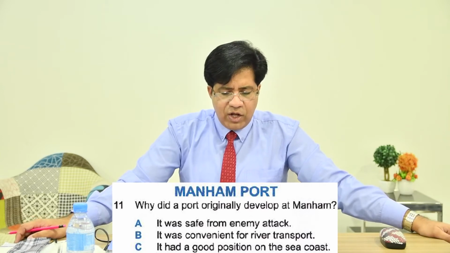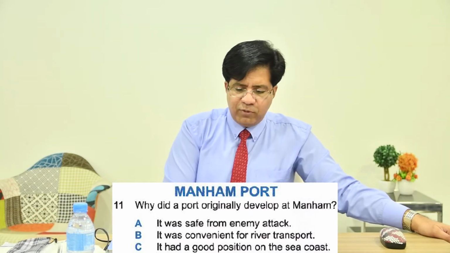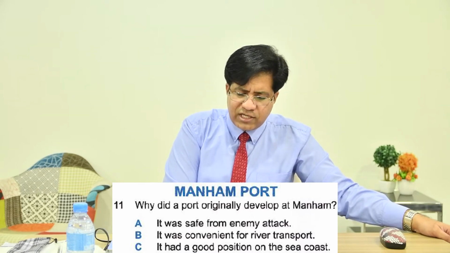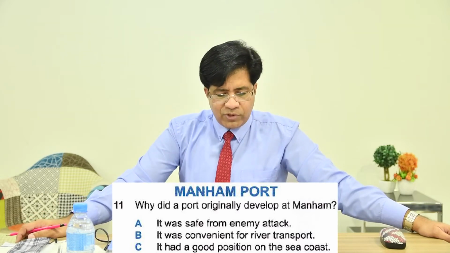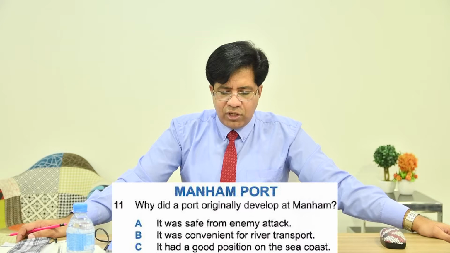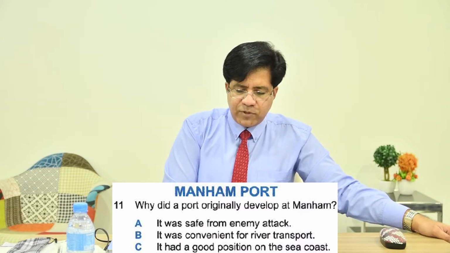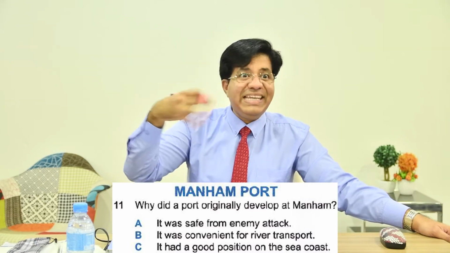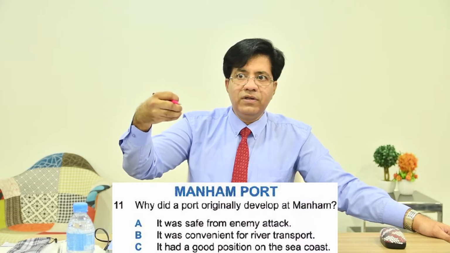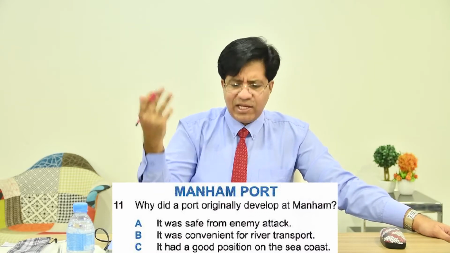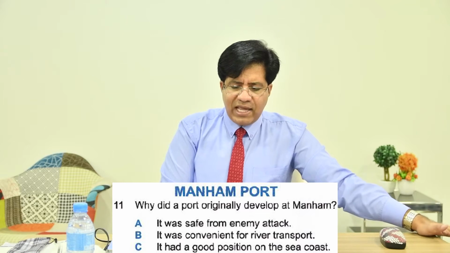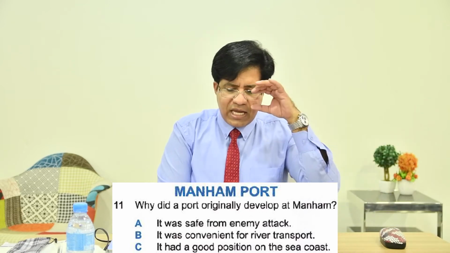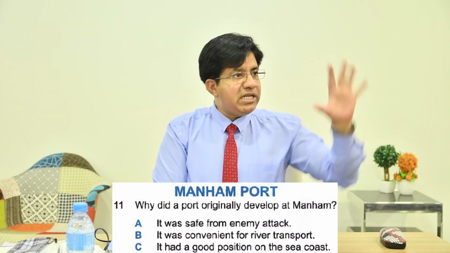Safe and enemy attack. Option B, convenient for river transport. See that? I'm not reading B, it was convenient for river transport. Just underline convenient for river transport. And C, good position on sea coast. In multiple choice options, never read articles. Because in our local language, articles don't make any meaning. Right? If I say what is the meaning of the, we don't have any meaning for that. A means ek, but actually otherwise there's no meaning. So now, option A is safe from enemy. Option B is convenient for river transport, and option C, a good position on sea coast, means location was good.